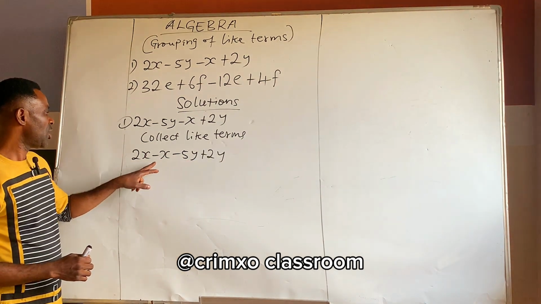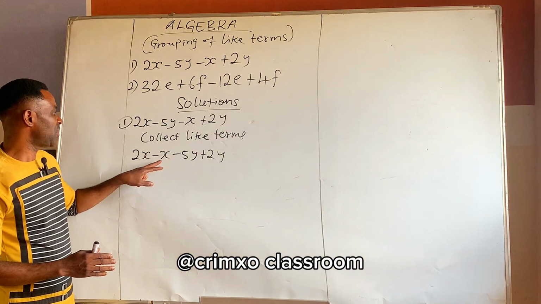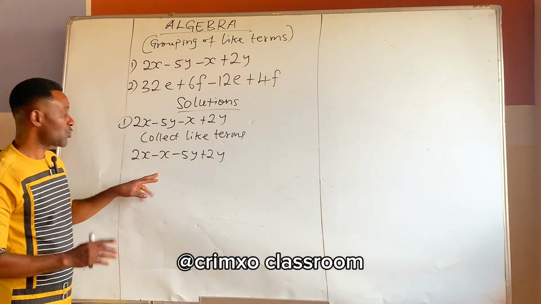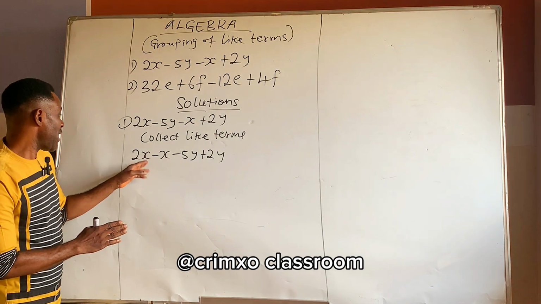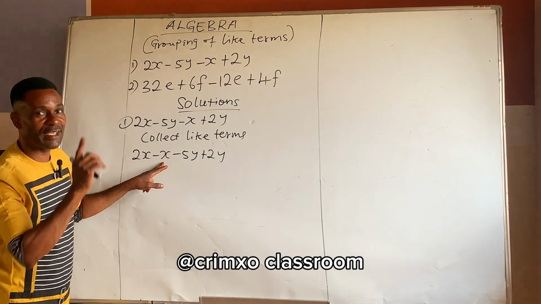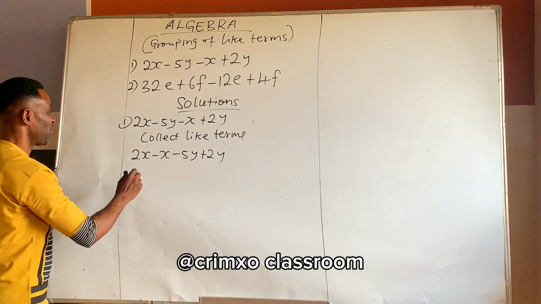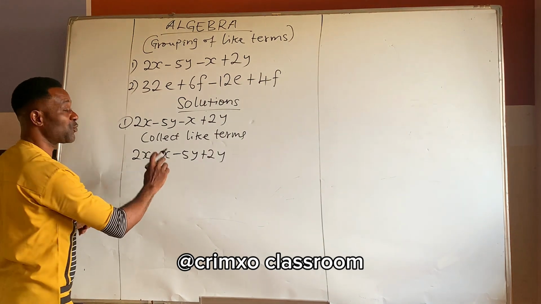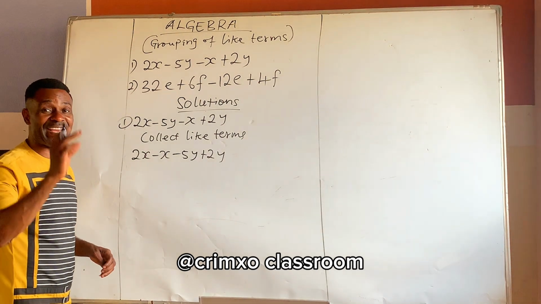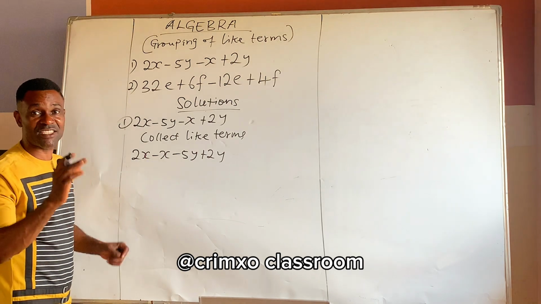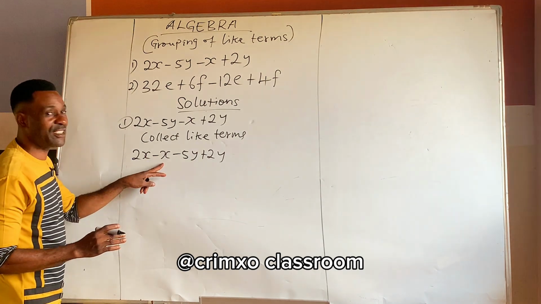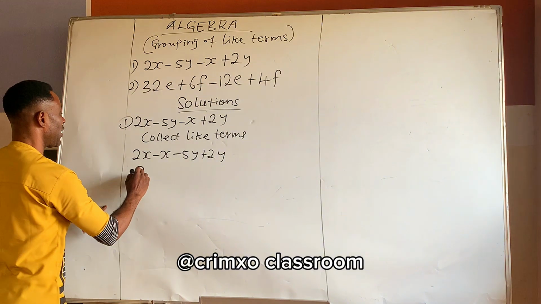So we look at here, like I said before, the coefficient of this x is 1. So what it means is 2x minus 1x. So we have 2x minus 1x will give us 1x, but we will not write the 1. That is a mathematics rule. So we write only the letter, that is x.